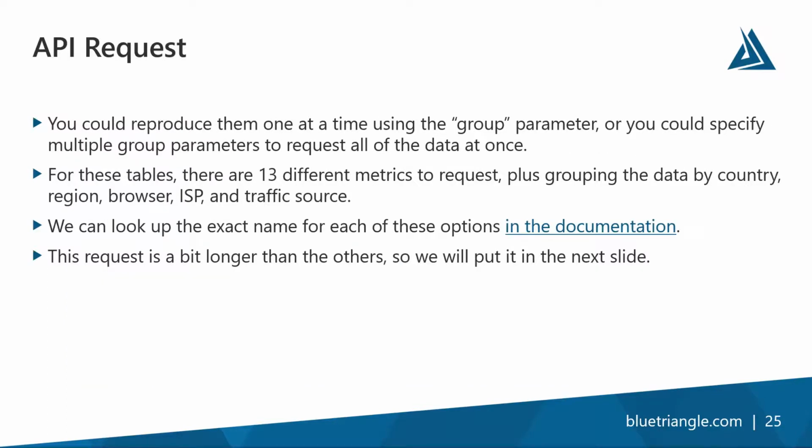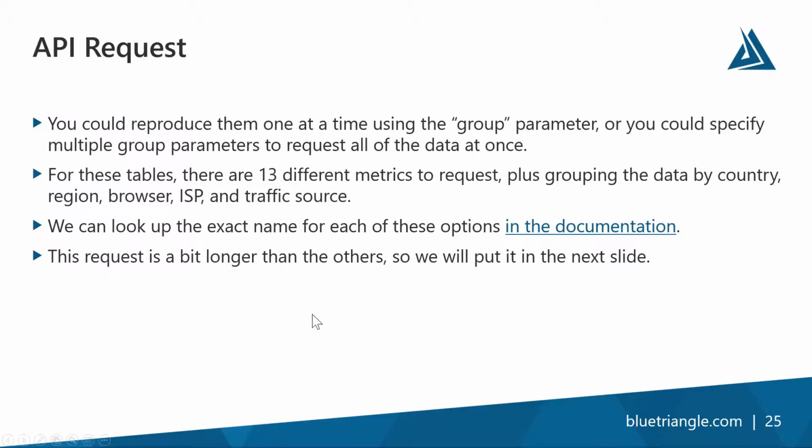As we think about how we're going to put this together, like I mentioned, you could do this one at a time using the group parameter. Alternatively, you can specify multiple group by parameters and request all this data at once. For these tables, there are 13 different metrics, plus grouping the data by country, region, browser, ISP, and traffic source. As we go back to our trusty documentation, we can look up the name for each of these options. These are the data columns for the metrics and the group by options.